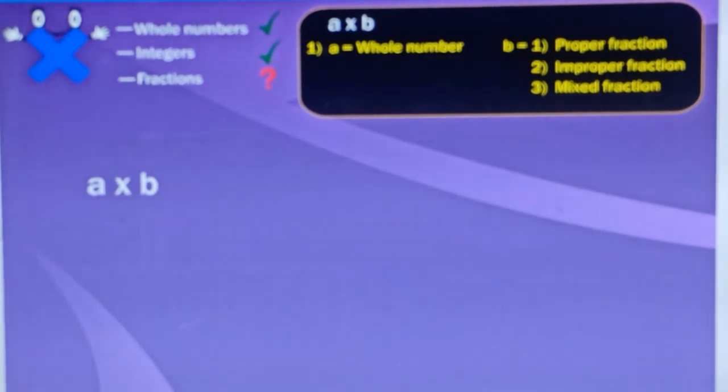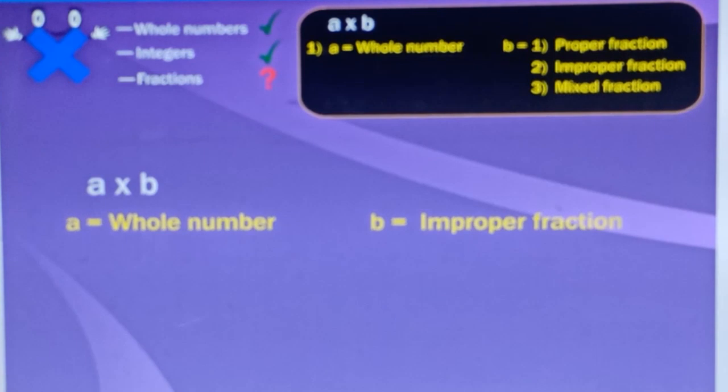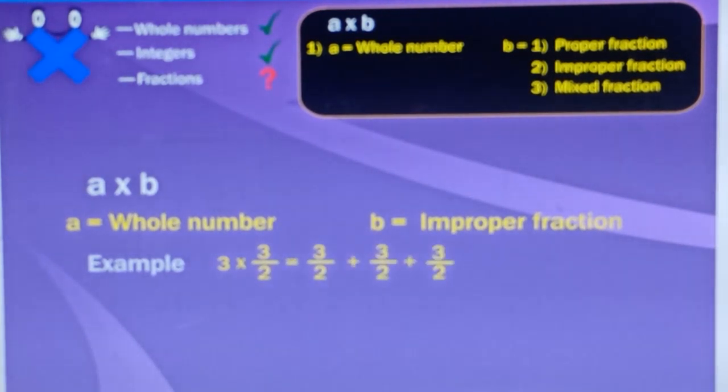Secondly, consider the case of a whole number multiplied by an improper fraction. For example, 3 multiplied by 3 upon 2 is 3 upon 2, added 3 times, giving 9 upon 2. This is also 3 multiplied by the numerator, 3, keeping the denominator the same, and giving 9 upon 2.